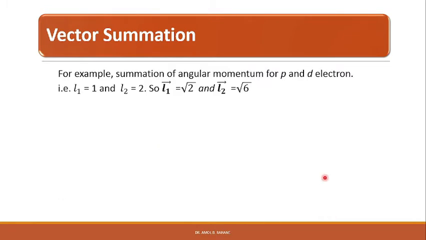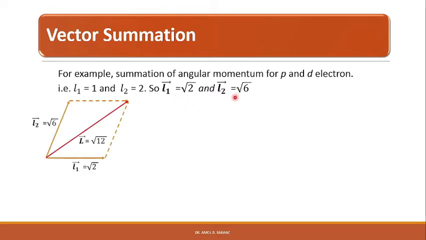For example, summation of angular momentum for P and D electron. For P electron we have L1 is equal to 1, and for D electron L2 is equal to 2. So L1 vector is equal to square root of 2 and L2 vector is equal to square root of 6, right? So when we do the summation by using the parallelogram law of vector summation, we get L1 vector and L2 vector as two sides of the parallelogram, and we get the diagonal of the parallelogram as a resultant vector. So resultant vector L vector is equal to square root of 10.